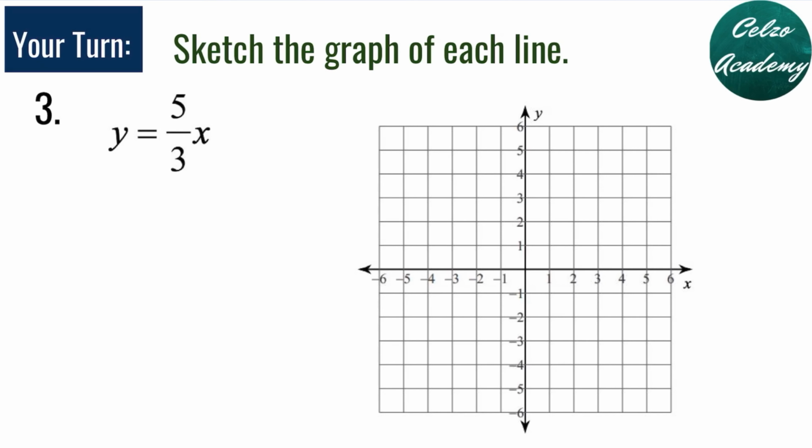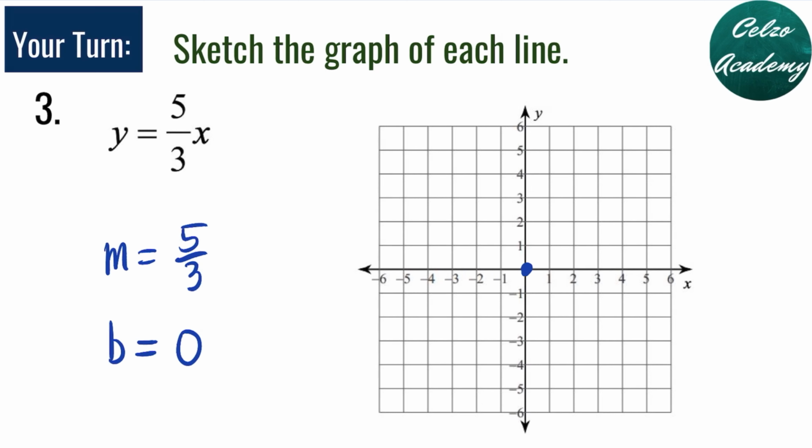Question 3. Y is equal to 5/3 x. What do you think is the slope and the y-intercept of this line? The slope is 5 over 3. And the b value here is 0. So this means that the graph will pass through the origin 0, 0.